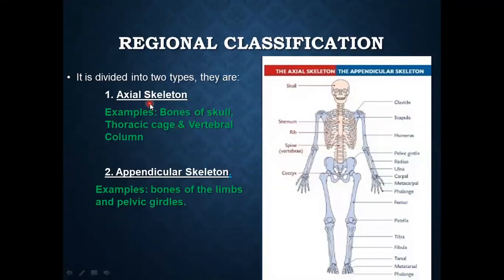The regional classification includes the axial skeleton and the appendicular skeleton. The axial skeleton includes the bones of the skull, thoracic cage, and the whole vertebral column. The appendicular skeleton includes the bones of the limbs and the pelvic girdle.